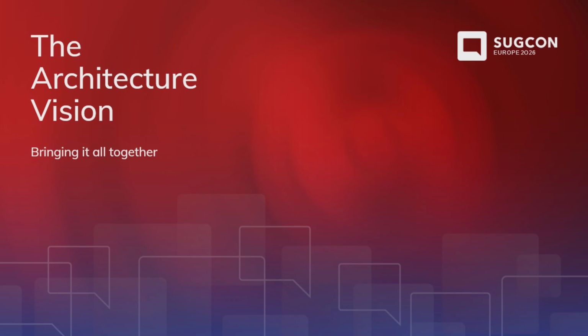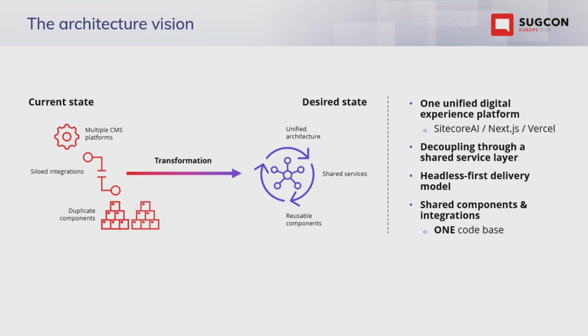So next, let's talk about the architecture vision. The current state has lots of duplication, and the goal is to bring it together into one unified architecture. That's going to be on Sitecore AI, Next.js, and Vercel. The goal is to have one code base that is shared across all of these different brands.